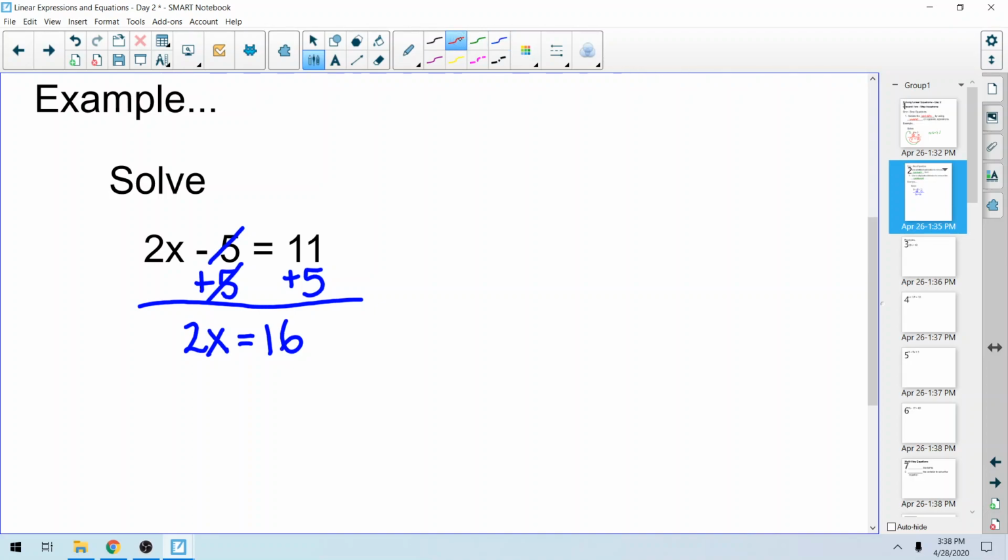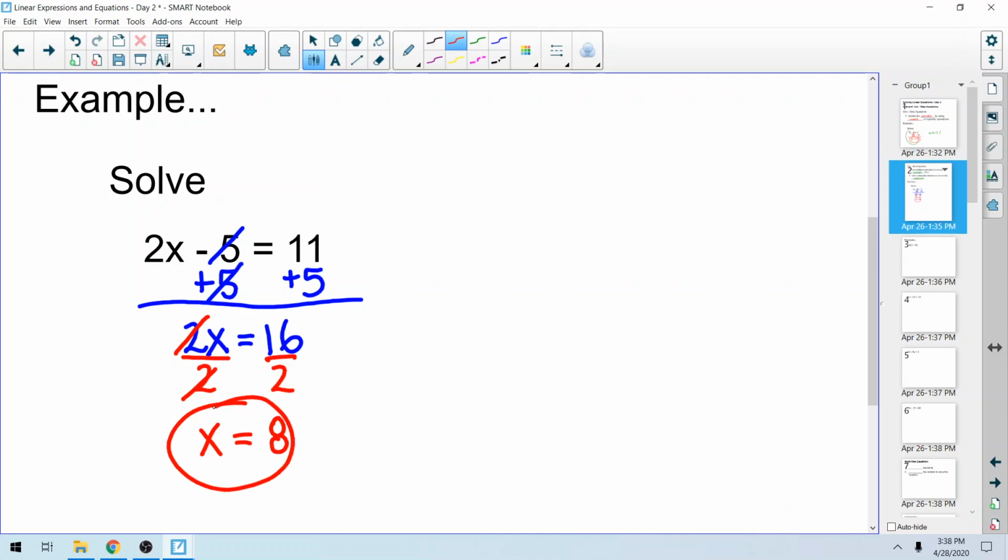Then step 2 says use multiplication or division to remove the coefficient. Well, the coefficient in front of the x is 2, which is 2 times x. The opposite of multiplication is division, so we're going to divide by 2. And if you do it on the left, you have to do it on the right. So we divide by 2. We just get x. 16 divided by 2 equals 8.